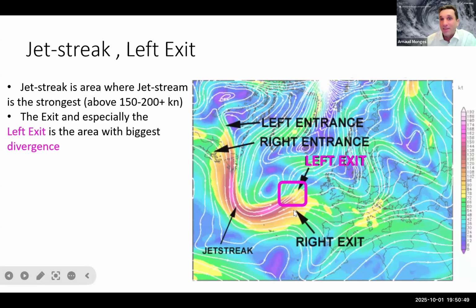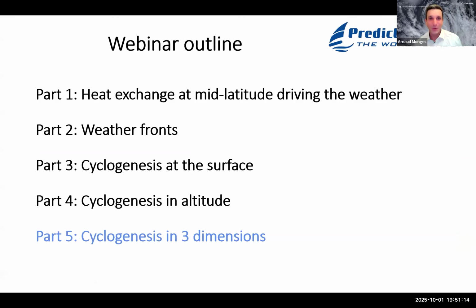And as I said before, at the exit, and especially at the left exit of the jet, this is where you're going to have all the divergence. And if you happen to have a low pressure system at the surface, this left exit will greatly enhance the storm and make it into a powerful storm. All right, so I hope everybody has followed this. I know it's been quite challenging.